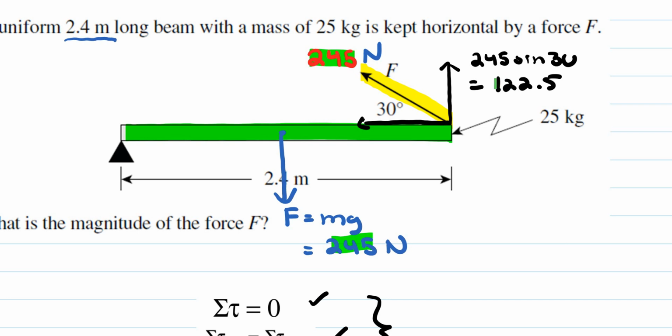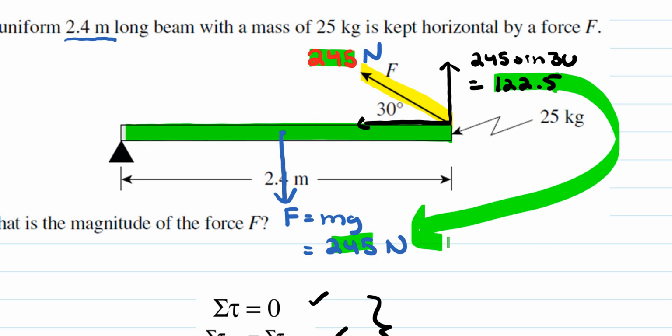So even though this is 122.5 in the vertical direction, and this is 245 newtons, it's still going to be balanced because we have other forces acting on that particular point. So this is the whole idea of rotational equilibrium.